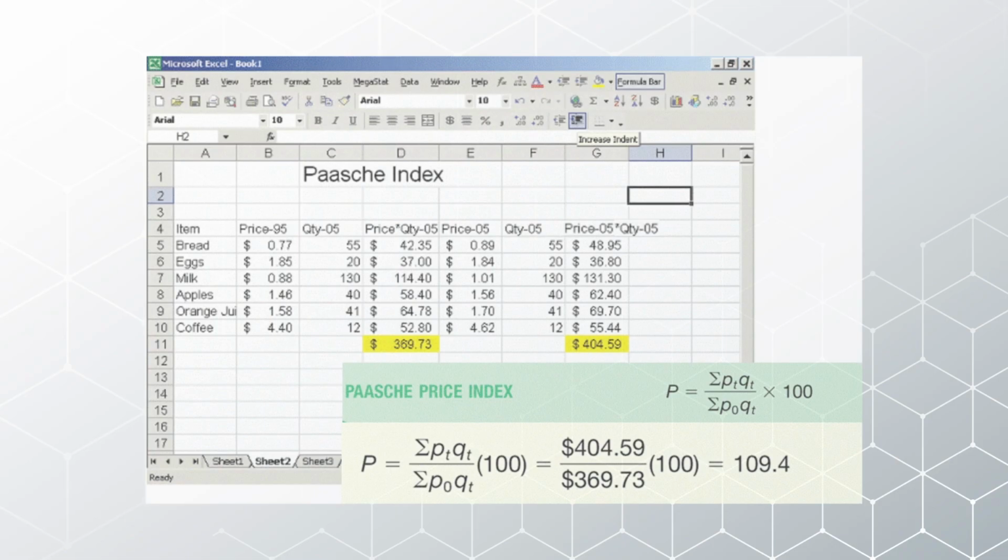And then what we have done, we have put it in the Excel sheet, and then after calculation of this P0 and PT and QT, the value is coming 404, and if you talk about P0 into QT, the value is coming 369.73, and then the 100 is the way of calculation in the formula, and then we have put the values, coming 109.4.